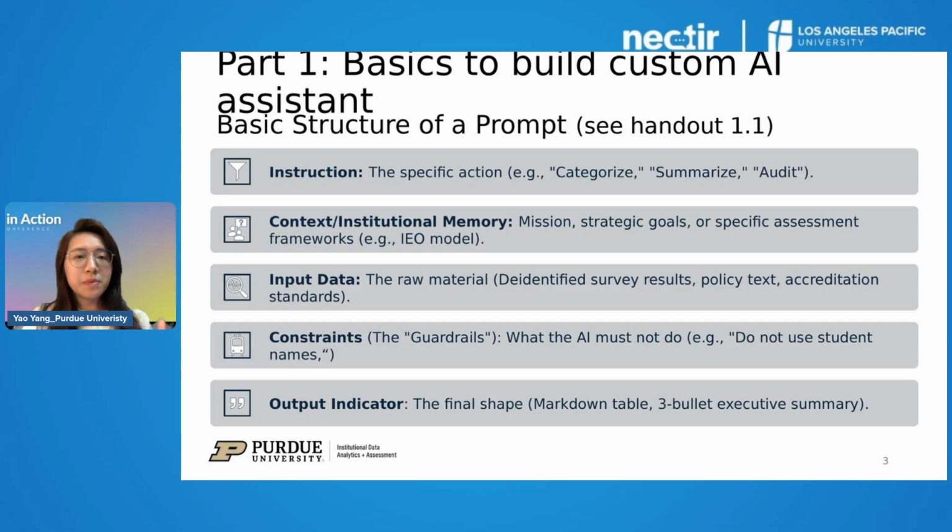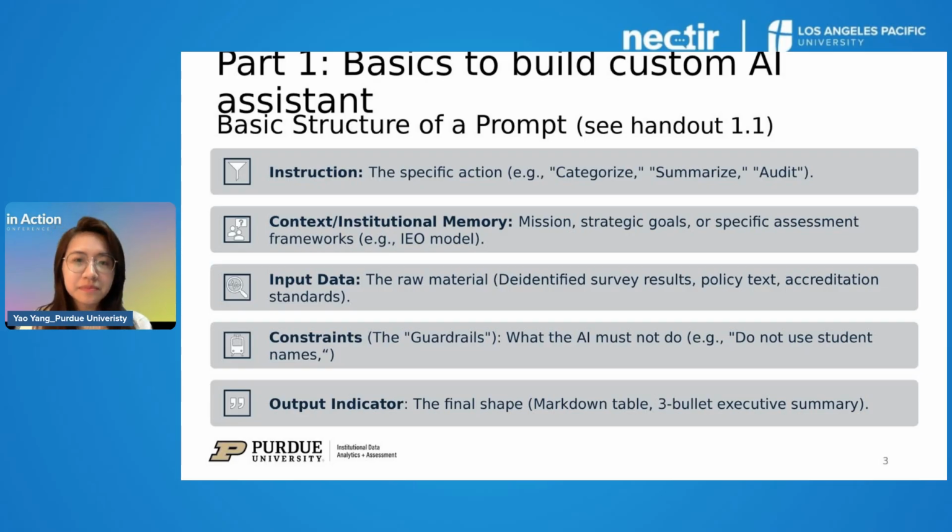When we build an AI assistant, we're not just writing a prompt, we're designing a structured set of instructions. For any kind of prompt, I think there are five key components. The first is instruction. This tells the AI exactly what to do, such as categorize, summarize, or audit. And the second important component of a prompt is the context or institutional memory.